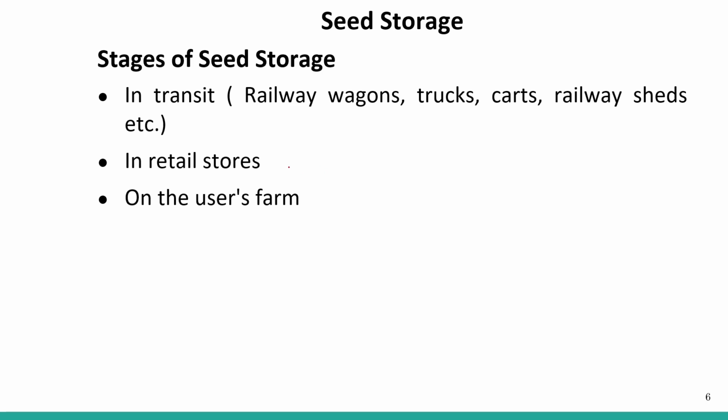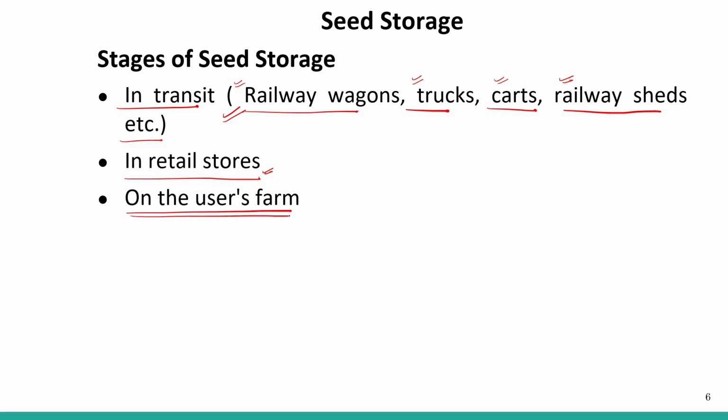In transit: railway wagons, trucks, carts, railway sheds, etc. Large amounts of seeds are transported from one place to another, and for some time they are stored in railway wagons, trucks, carts, and railway sheds. In retail stores also the seeds are stored for a longer time, and on the user's farm.